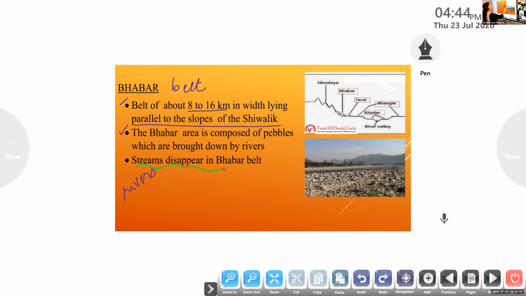Okay, the next one is the Terai Belt. When you look at this picture, you can see the Himalayan mountains: three ranges, the Great Himalaya, Lesser Himalaya and Shivalik. At the foothills of the Shivalik, you can see pebbles over here. This is the Bhabar belt. Next to, or south of, Bhabar we have the Terai belt, the Terai region. Let us see what it is.